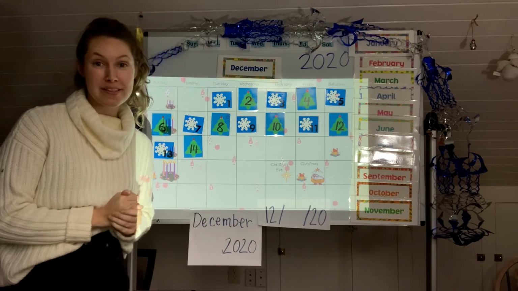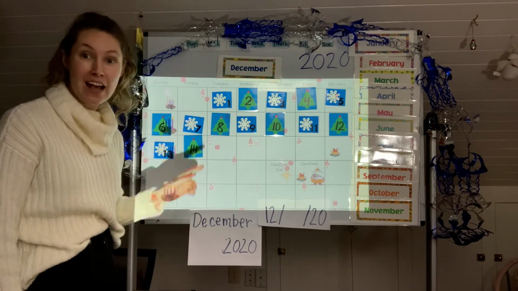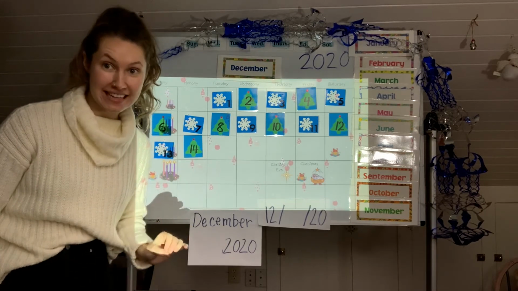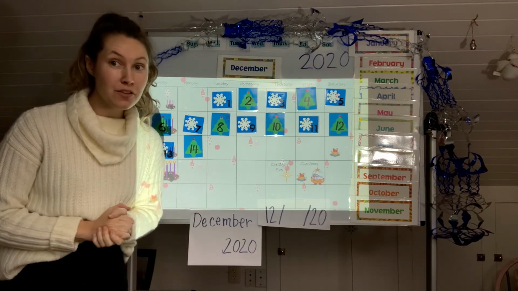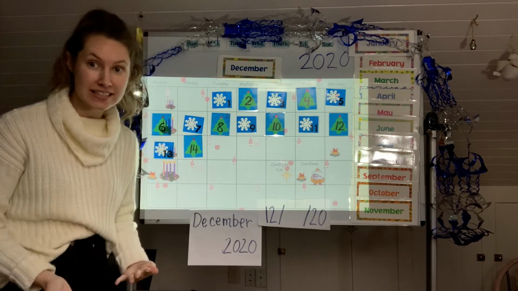We're going to begin with some calendar. So let's check out what we've got going on. Yesterday, we said that it was December 14th. Now, if yesterday was the 14th, we need to count one more day to figure out what today is.